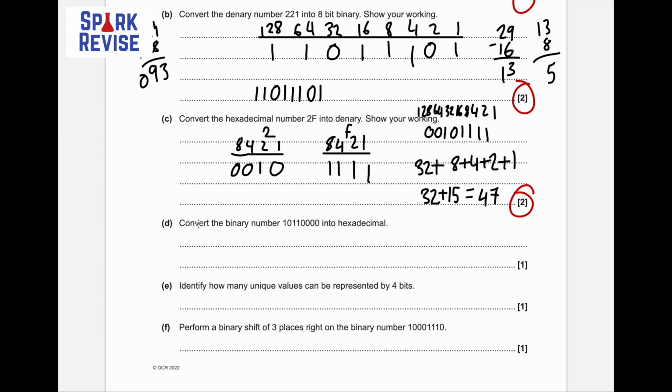Convert the binary number 10110000 into hexadecimal. So once again, let's split it into nibbles. Let's split it down the middle like that. This is going to be 0. This is going to be 8, 4, 2, 1. 8 plus 2 plus 1 is 11. We remember we've got our 9, 10, 11, so A, B. So we know 11 is B. It's B0. That will give you the full 2 marks.